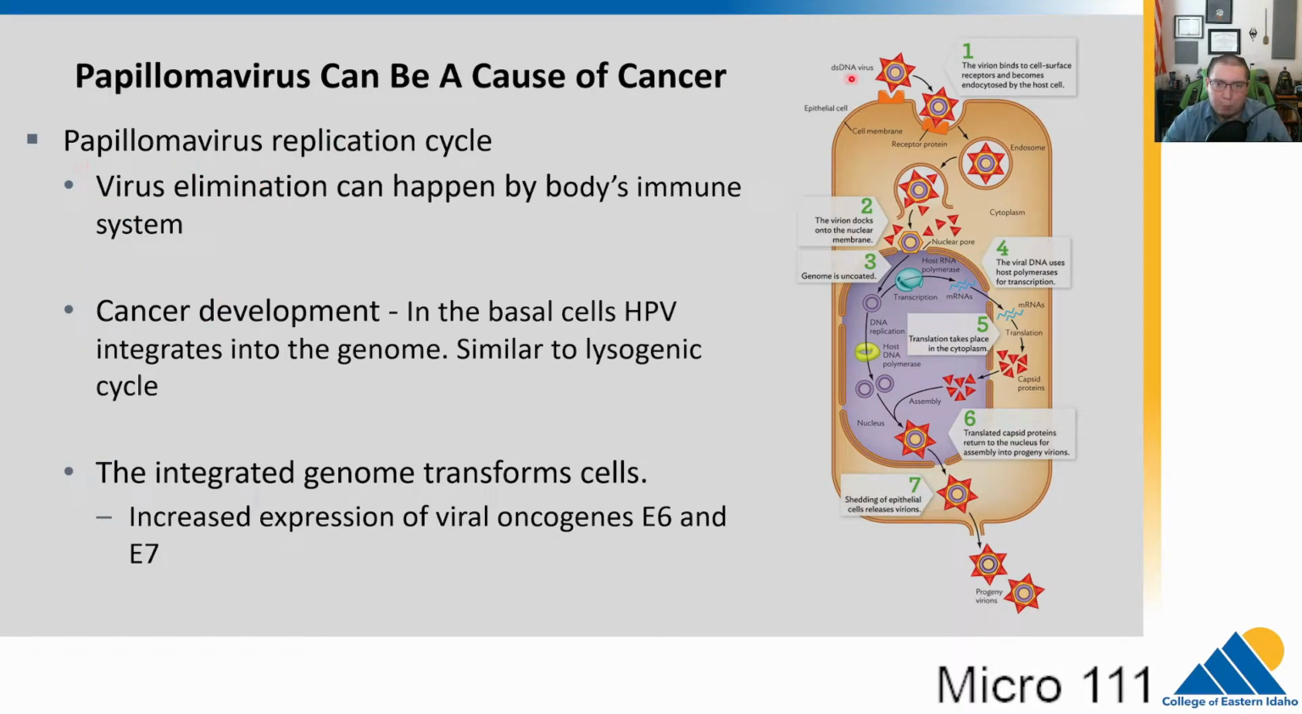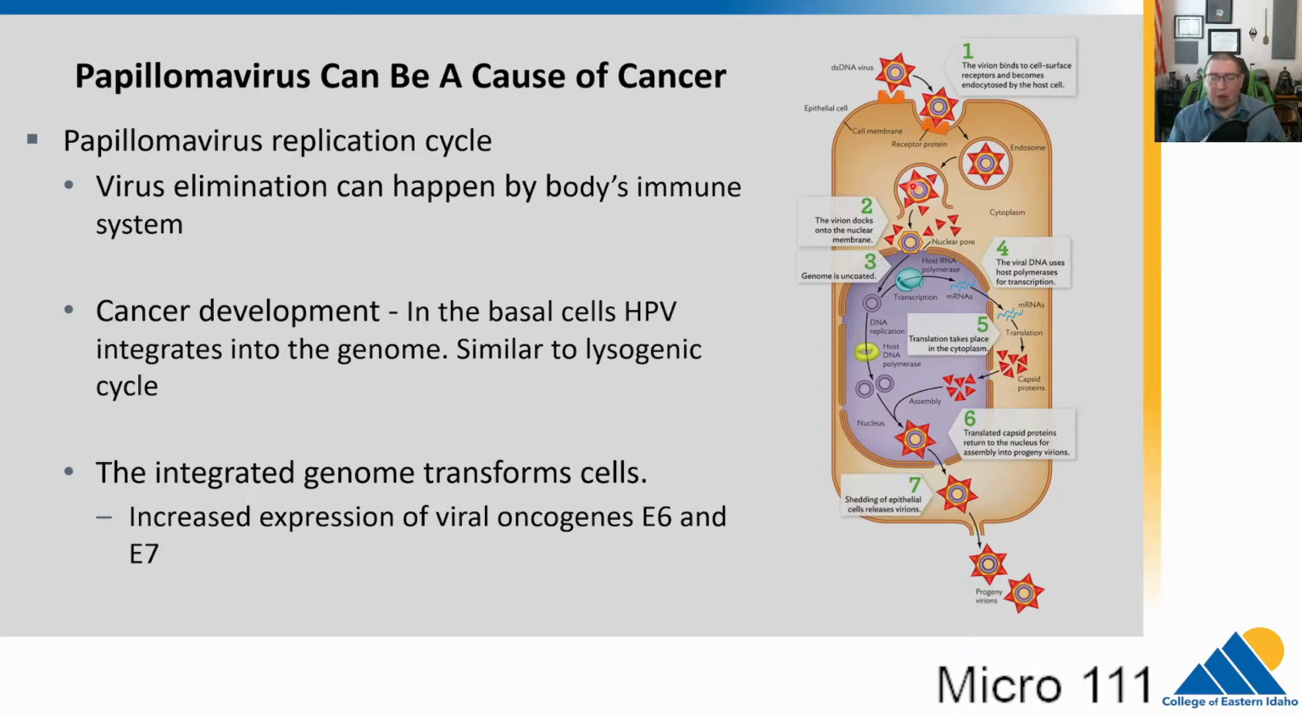Papillomaviruses have a replication cycle where they will enter by binding to a host cell receptor. So this is an epithelial cell here. On the surface of epithelial cells are all kinds of receptors. The double-stranded DNA virus has this outer protein, and it binds to the receptor. And once that happens, it induces endocytosis. So it gets brought into the cell.